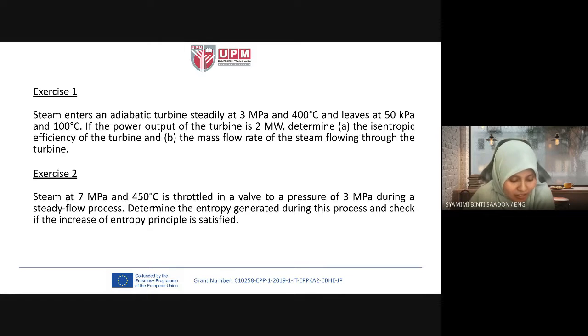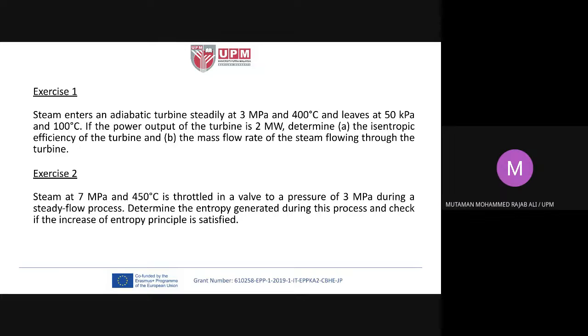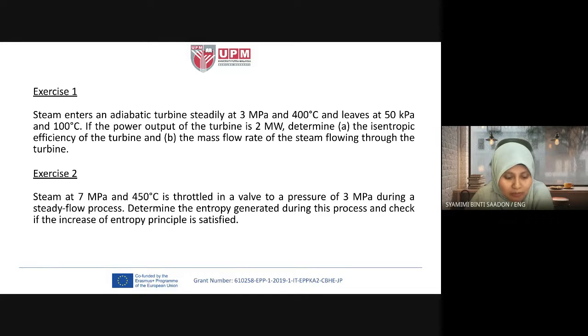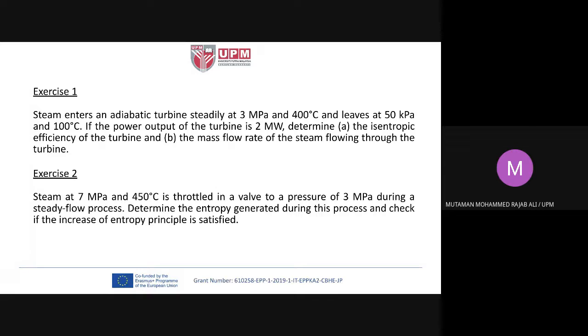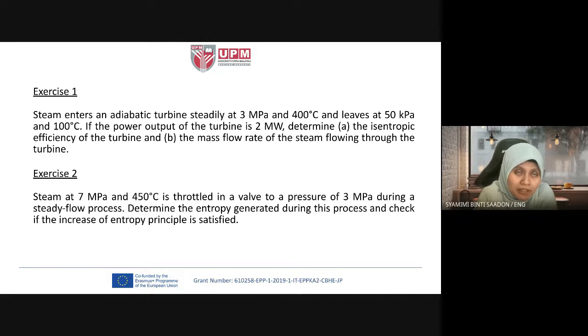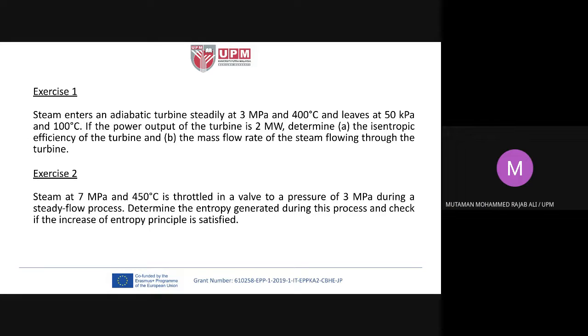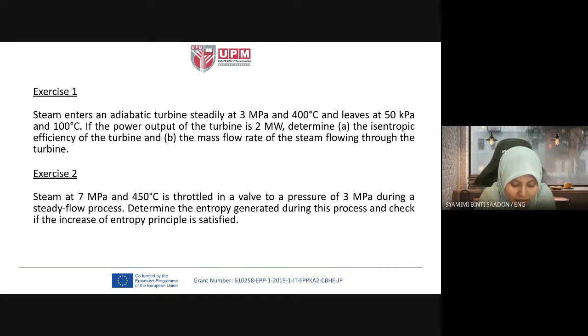For others, try to get the parameters at the input. I will ask somebody else after this. What is the enthalpy and entropy at the input, and the parameters at the exit of the turbine also? Find the enthalpy and entropy, okay? We will use that to calculate the turbine efficiency.